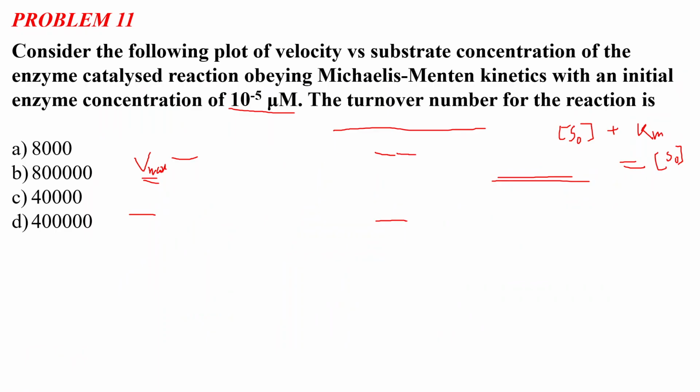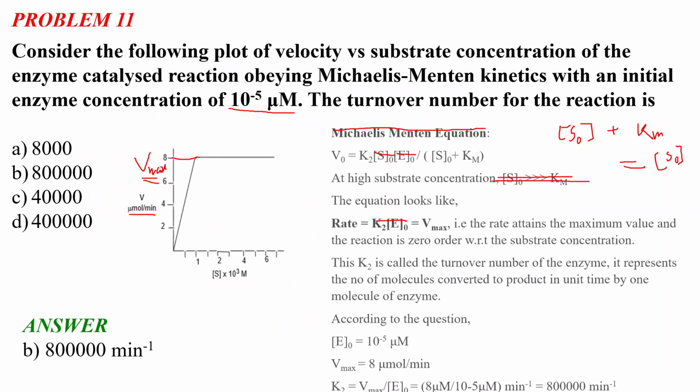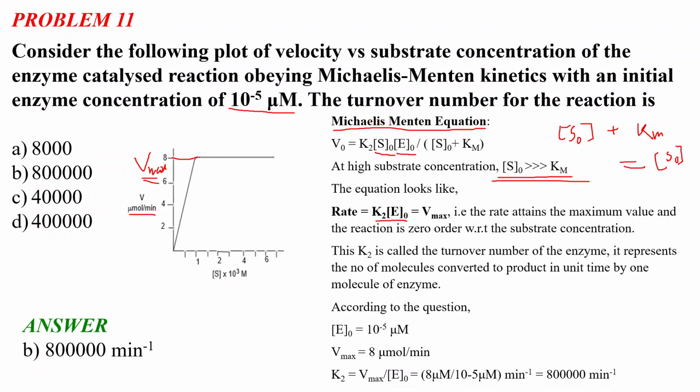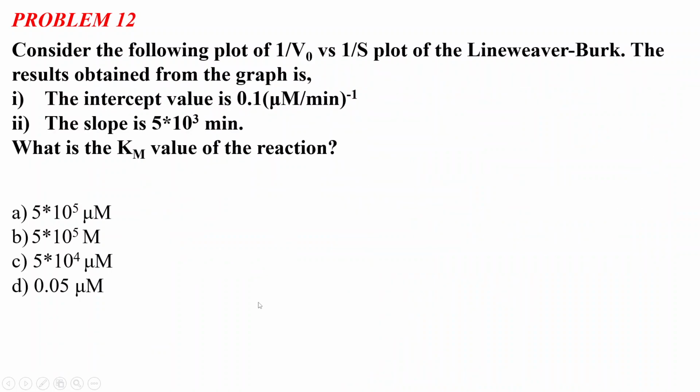Okay, I will go to the presentation mode. So the answer is this. I think I am clear about this mathematics. Just remember what the turnover number is, and how this Michaelis-Menten equation reduces to this form. And after looking at the graph carefully, you can know the value of Vmax, and the initial enzyme concentration is given as 10 to the power minus 5, and by this you can easily do this math. So I hope I am clear about this math, and if you have any doubt, please write in the chat box.